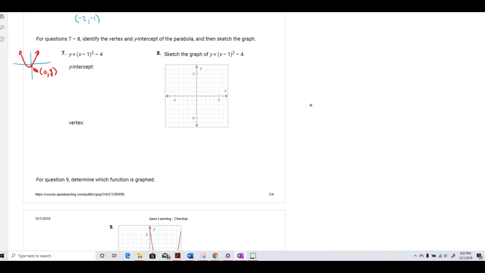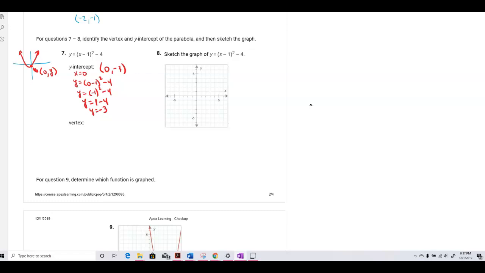So to find the y-intercept here, all I'm going to do is say x is equal to 0, and plug that in. (0 minus 1) all squared minus 4. That's going to give me negative 1 squared minus 4. Negative 1 squared is positive 1, minus 4, which is going to give me negative 3. So the y-intercept for this graph is (0, -3).